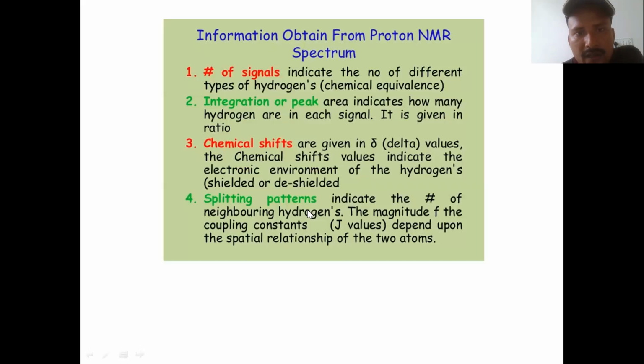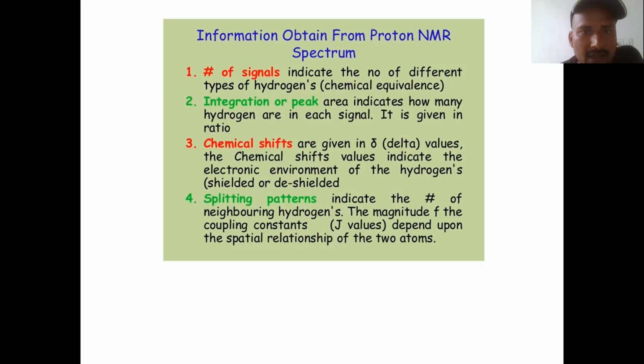Next, we will talk about some phenomena, or terms, involved in NMR spectroscopy, such as number of signals, interpretation of peaks, chemical shift, and splitting pattern. All these phenomena appear in the NMR spectrum. The number of signals indicates the number of different types of hydrogen, which is chemical equivalence. Different types of hydrogen means that in an organic compound their environment changes due to the presence of other atoms.